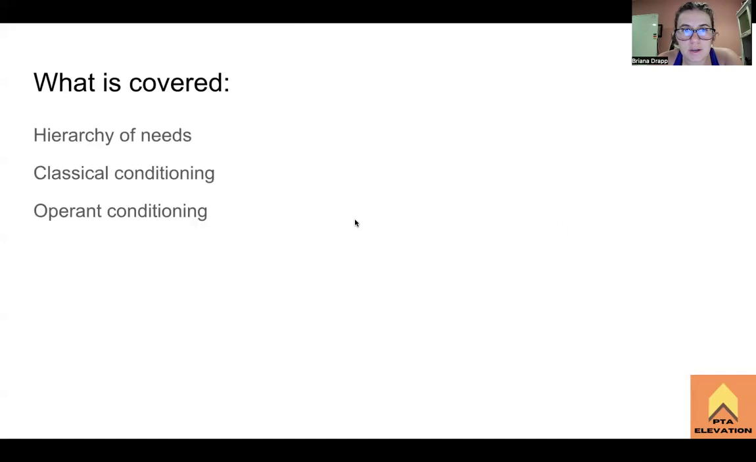So essentially today we're just covering a couple topics: the hierarchy of needs, classical conditioning, and operant conditioning. This is what they mean by learning types of things. How do you get patients to reproduce an activity? How are you going to get people to get better at an activity?